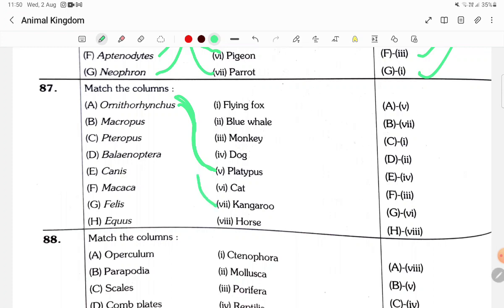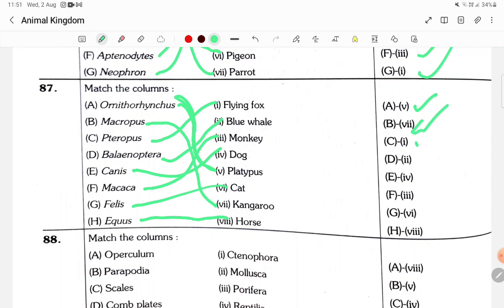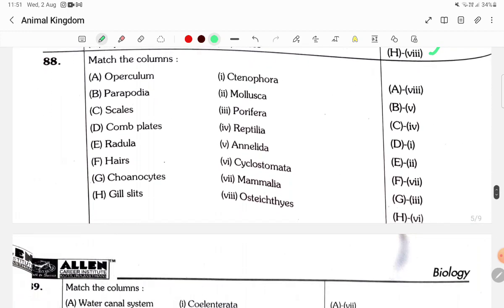Okay, so option number B, Macropus is kangaroo. Pteropus is flying fox. Balaenoptera is blue whale. Canis is dog. Fourth option, Macaca is monkey. Equus is horse. And Felis is cat. So, A 5, B 7, C 1, D 2, E 4, F 3, G 6, H 8. Coming on next question. Operculum is present in osteichthyes.